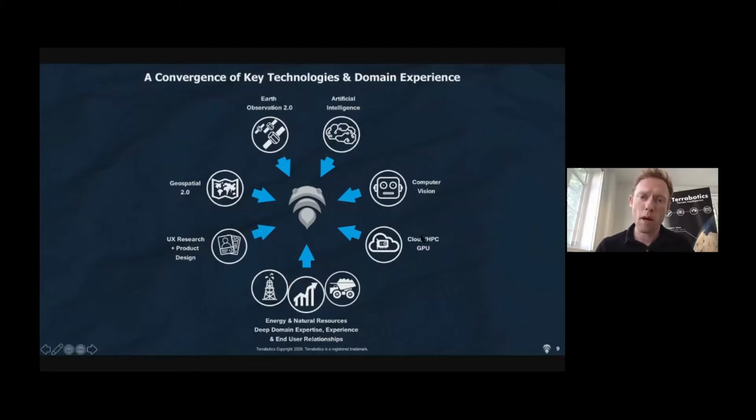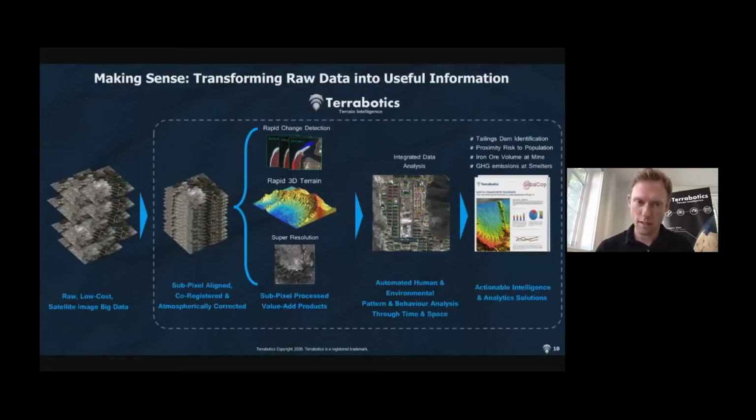We combine that with many other technologies, artificial intelligence, computer vision, lots of compute, and knowledge of the mining sector and the energy sector that we operate in to try and create solutions that actually make sense of this data. So this diagram here, for instance, runs from left to right. Left is what I've just described, all of that raw imagery and sensing data, but it does need to be made sense of and turned into actionable, sensible metrics or reports that people can use on the ground. And that's a chain of events where that data has to be turned into something meaningful and useful.